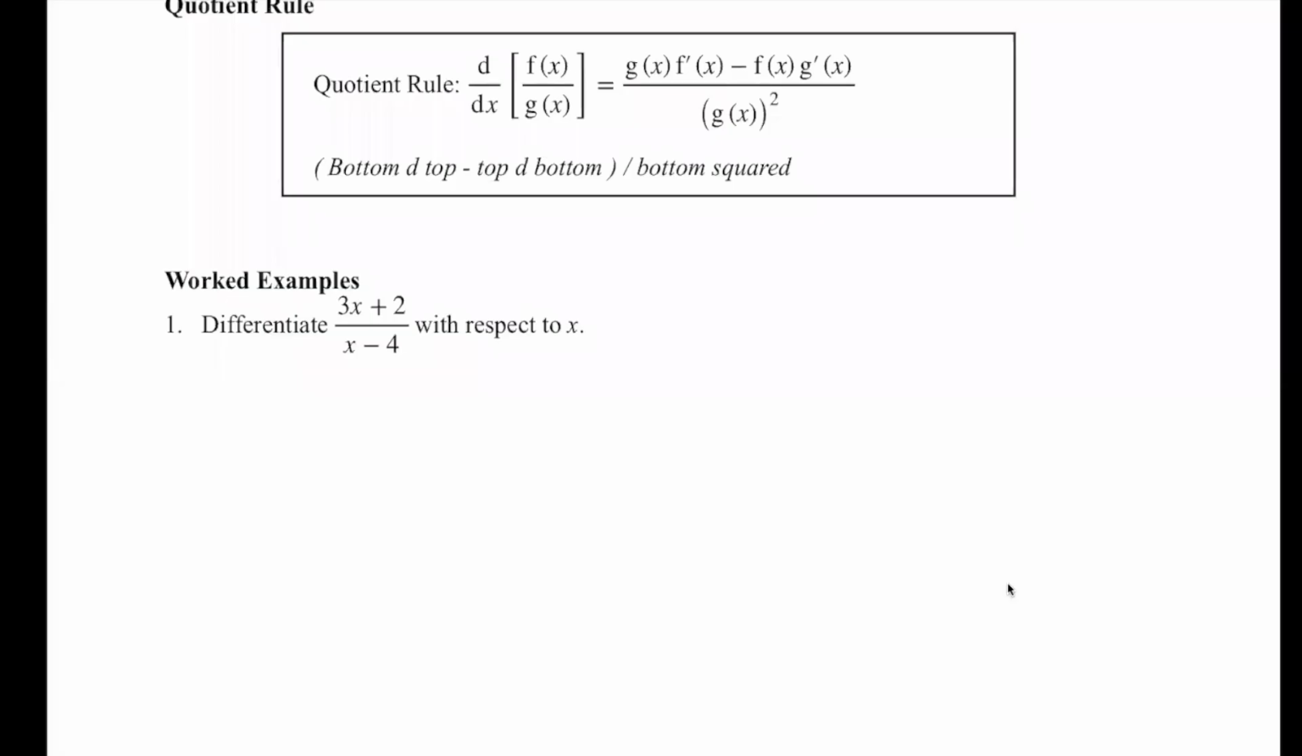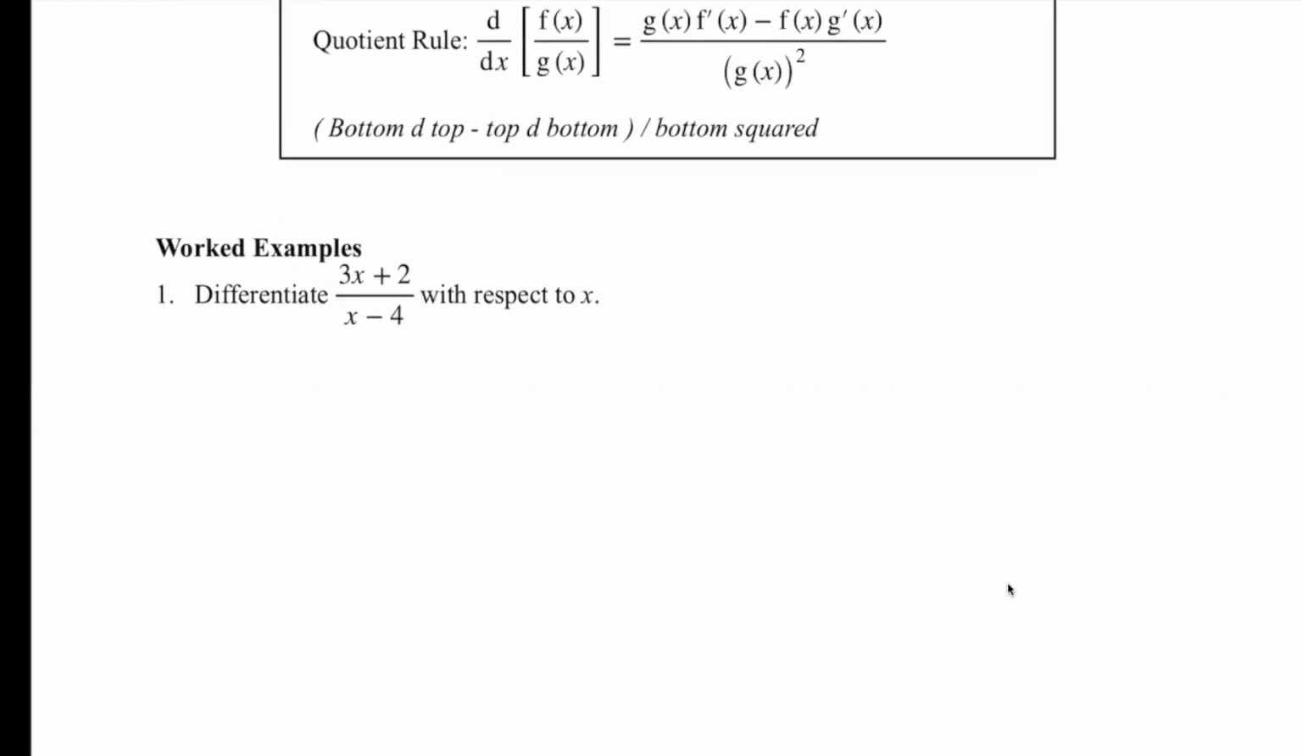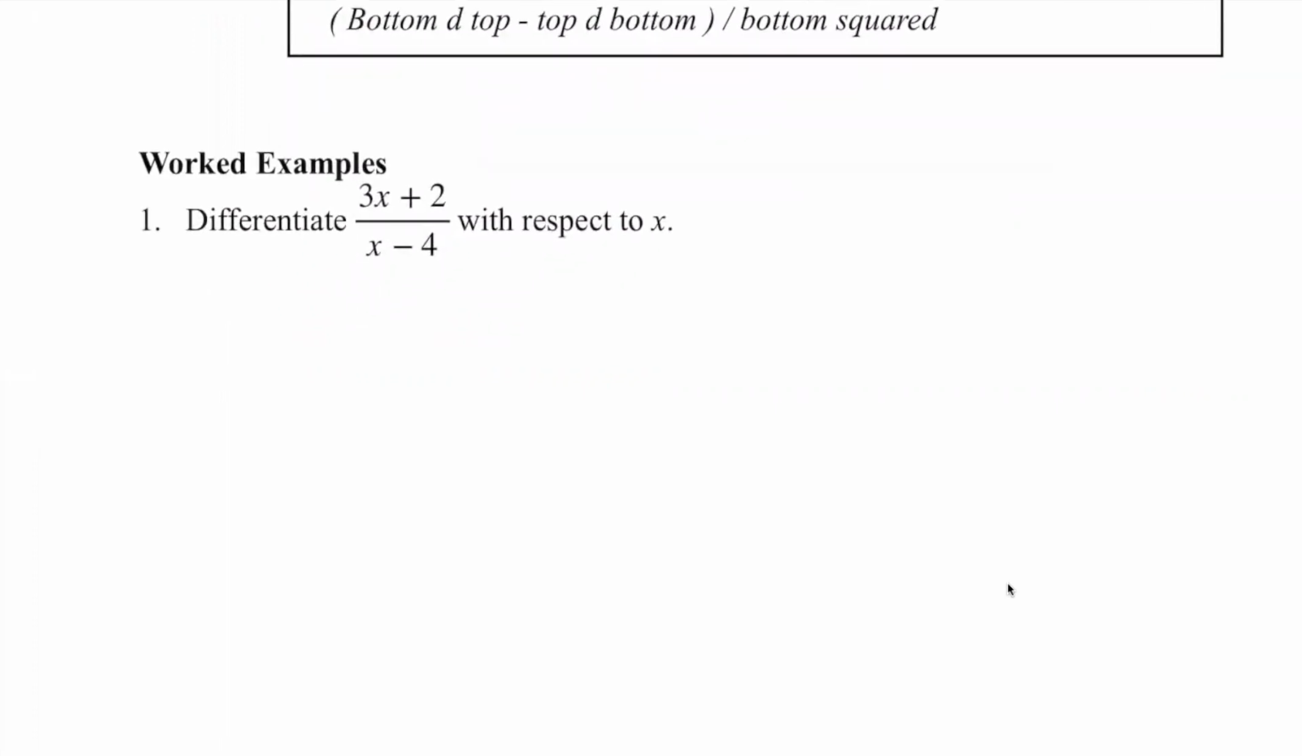Now, the last algebraic differentiation rule you need to know is called the quotient rule. The word quotient means something divided by something. It's a fraction. Okay, so how to recognize? Same thing again: recognize you need to use the quotient rule, and secondly, know how to do it.